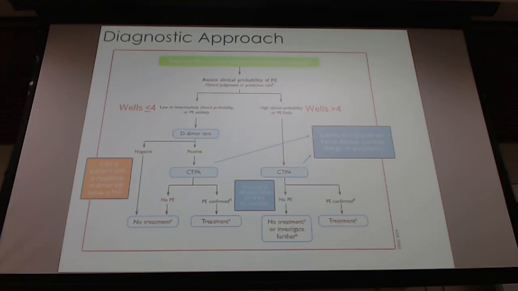And then over here I added this so that I didn't confuse you guys. If the patient cannot get a CTPA for allergy reasons, renal disease or pregnancy, then you do the VQ scan. So if the D-dimer is negative, send them home. If it's positive, you get the CTPA then. So that's the only difference.